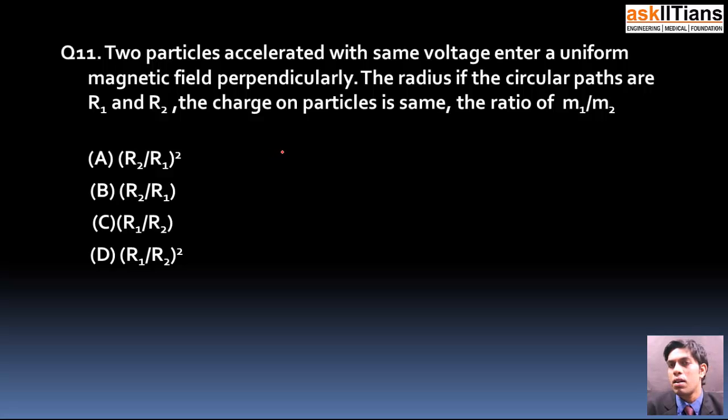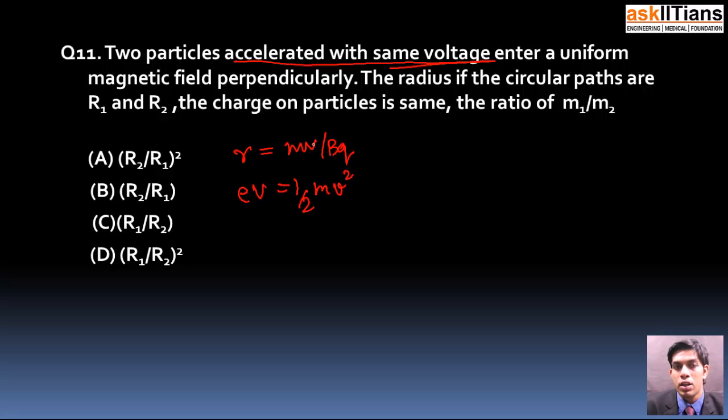If the radii of the circular paths are r1 and r2, the charge on the particles is the same. The ratio of m1 to m2 is, we know that the radius of curvature r is equal to mv by bq. And it's being accelerated with the same potential. This is the information given in the question. So eV is equal to half mv square.